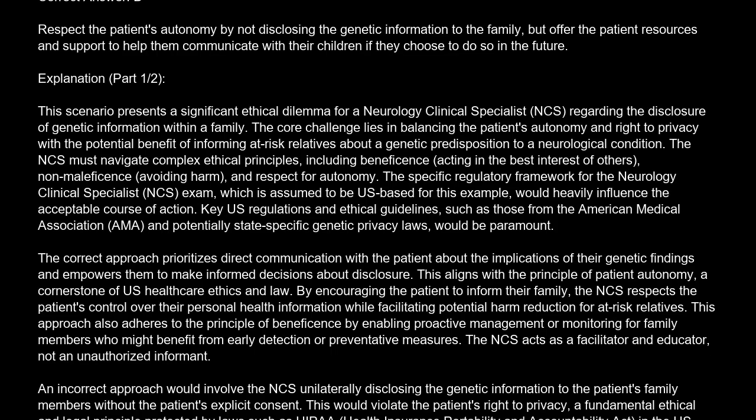The correct answer is D. Respect the patient's autonomy by not disclosing the genetic information to the family, but offer the patient resources and support to help them communicate with their children if they choose to do so in the future.